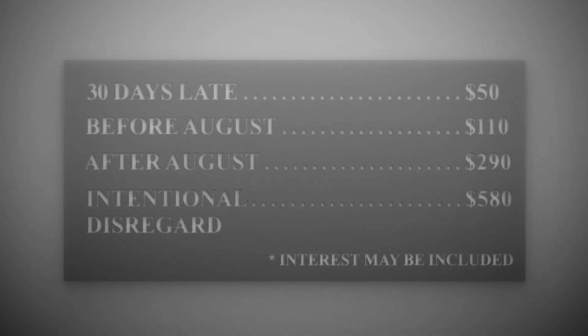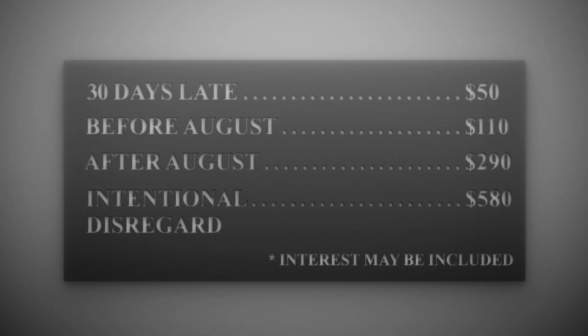So now our very last question. Are there any penalties associated with the late filing or non-compliance of the Form 1099 series? And the answer to that is yes. There can be penalties associated with late filing and non-compliance. And those penalties are going to be $50 for up to 30 days late, $110 for 31 days to August 1st, and $290 for filing after August 1st.